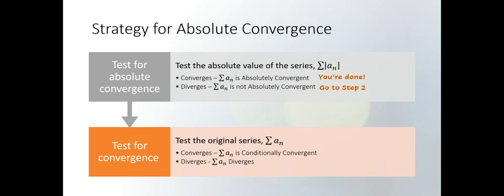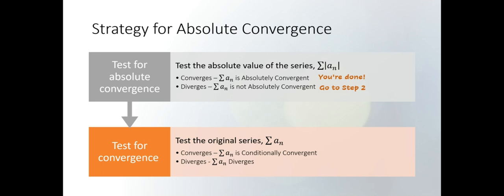So once I test the original series, if it converges, then that means that the series was conditionally convergent, because we already proved it was not absolutely convergent. If this series diverges, then the answer is divergent. Not absolutely, not conditionally convergent. It is just divergent. And once you've done that, you are done.